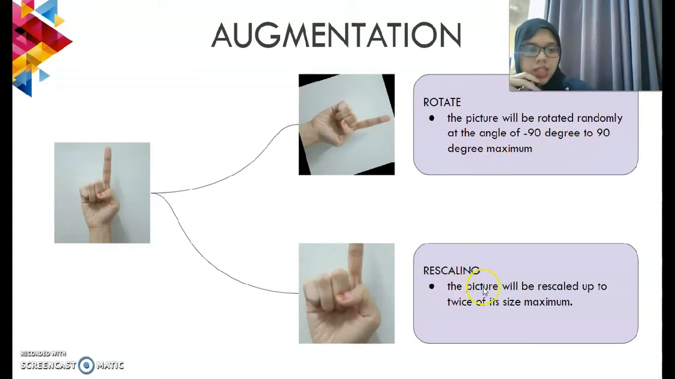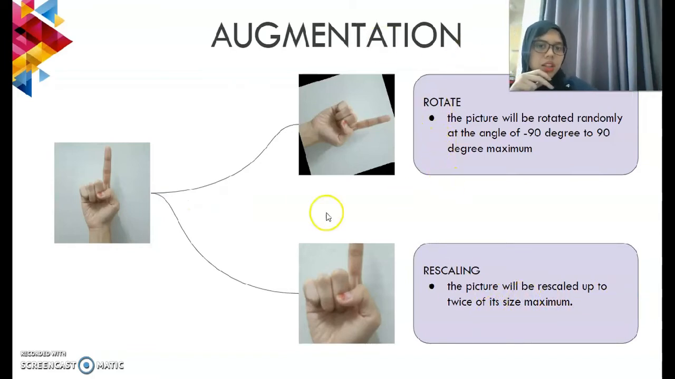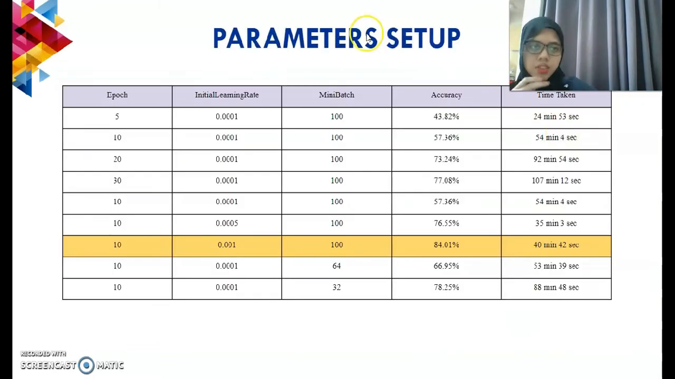And next is the rescaling. The picture will be rescaled to twice of its size maximum. This is done so that I can give the system more variations of it on each gesture. Okay, so here are the parameters set up in here.